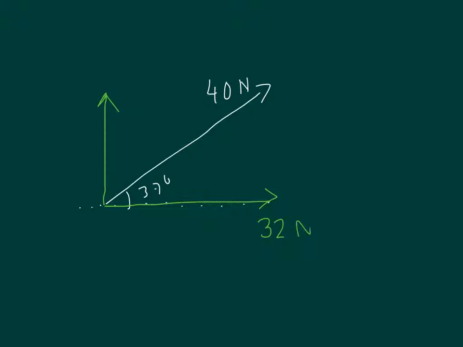32 newtons to the right and 24 newtons upwards. Bad English. These two cases give you the same result. 32 newtons right, 24 up is the same as 40 newtons at an angle of 37 degrees. So Fx is 32 newtons, Fy is 24 newtons.